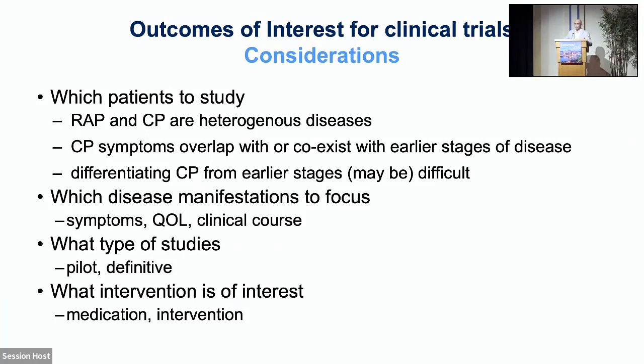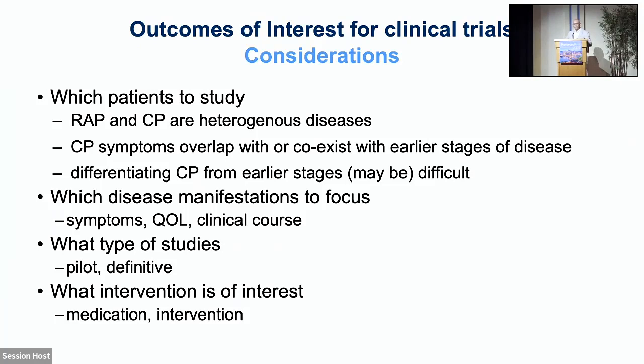For example, diabetes in a patient with chronic pancreatitis does not always mean that this is related to chronic pancreatitis. The other thing to consider is which are the disease manifestations to focus on. Is it symptoms that we need to focus on? Is it quality of life? Or is it the clinical course of the disease?